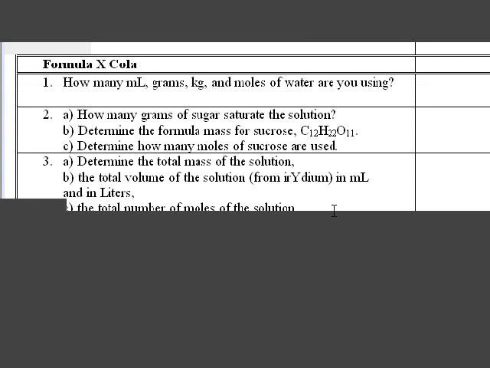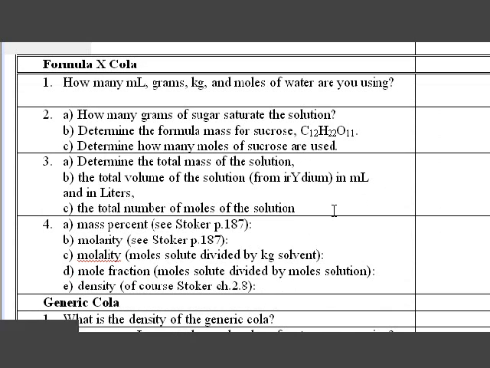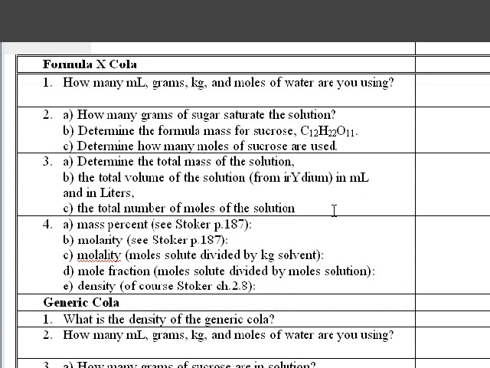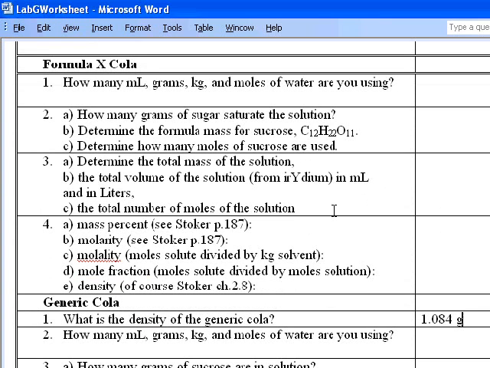Worksheet. What is the density of the generic cola? Well, I determined earlier it was 1.084 grams per milliliter. How many milliliters, grams, kilograms, and moles of water are you using? Well, it said use 10 milliliters of distilled water, so it's 10 milliliters.